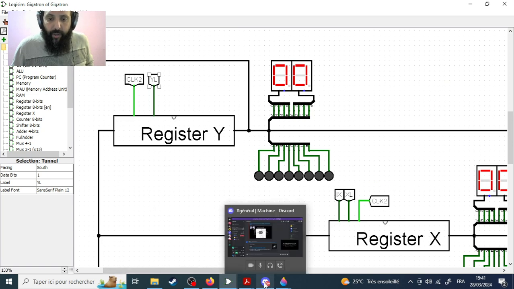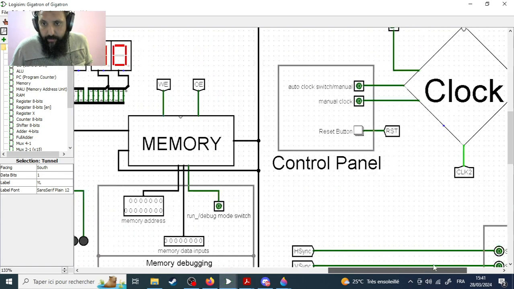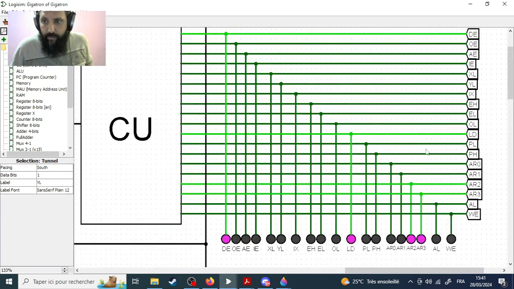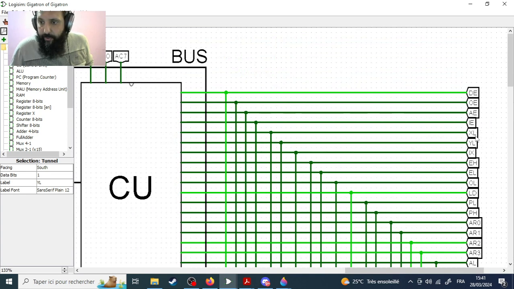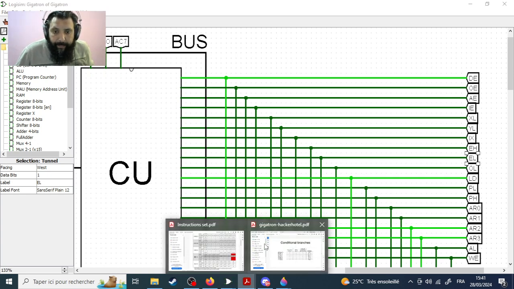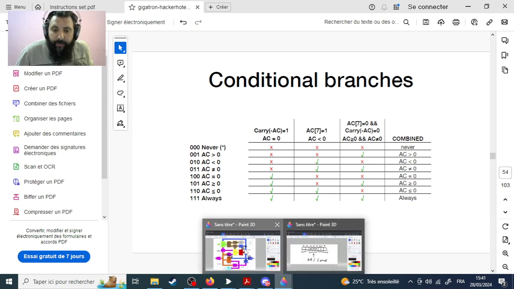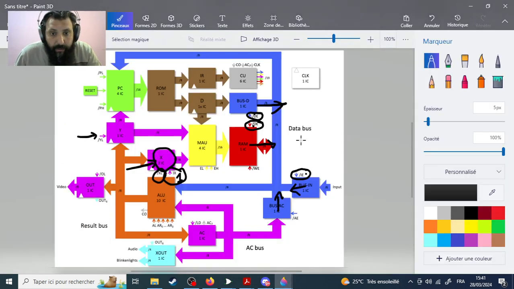Okay, we got the three signals. Can I continue? We saw this and this. Yes. And this. Okay, let's see this. EH and EL. We already saw those two signals. Where? EL and EH. Where?